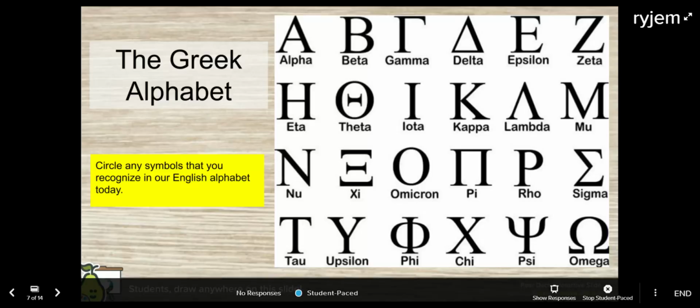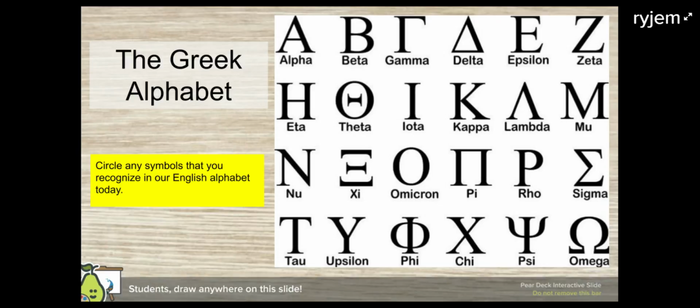So have you ever heard anybody say that they are the alpha and the omega? They are at the beginning and the end. Omega is the last letter of the Greek alphabet, and alpha is the first letter. So go ahead and pause this video and circle any of these symbols in the Greek alphabet that you notice in our alphabet today. It doesn't necessarily have to be in the same order letter-wise, but if there are any of those symbols that you notice in our alphabet today, go ahead and circle those.